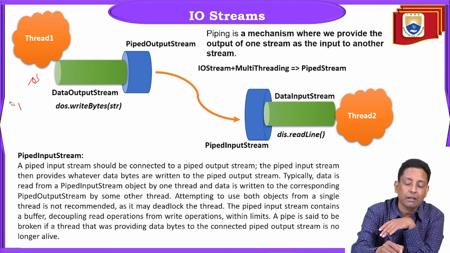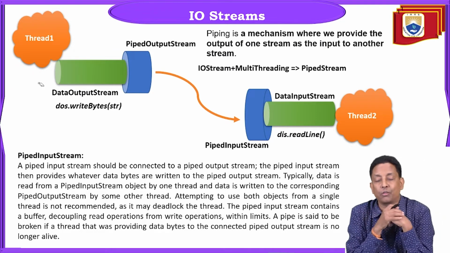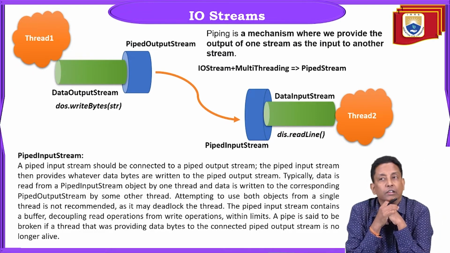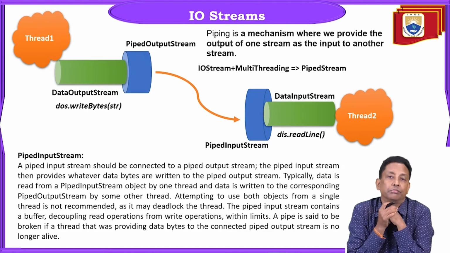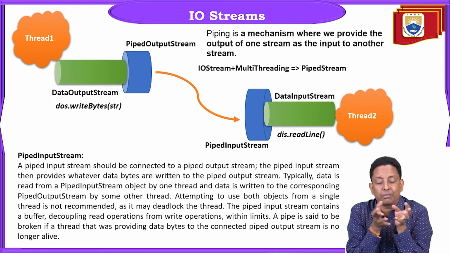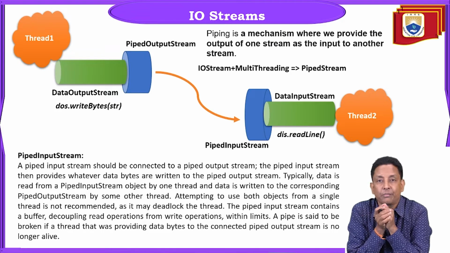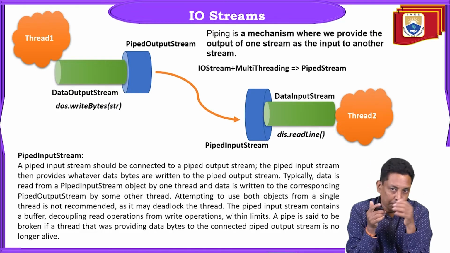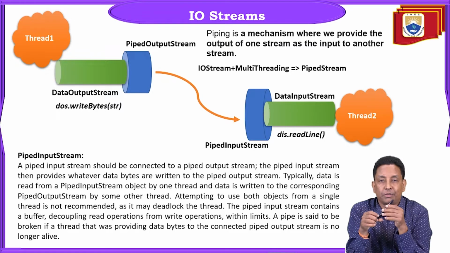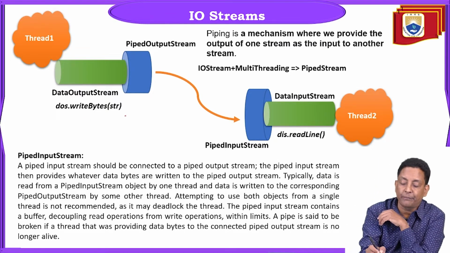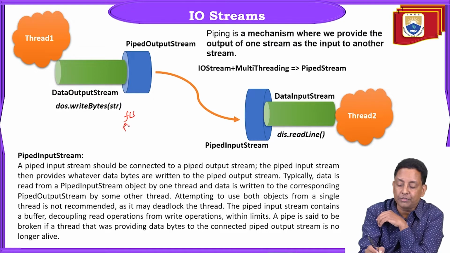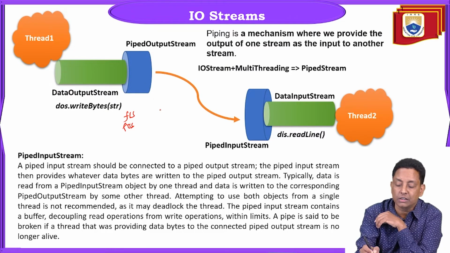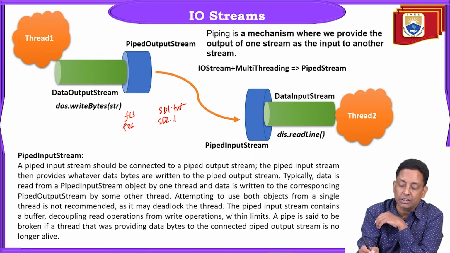So coming to the piped input stream and the piped output stream. What is the use of these two? And how is this piped input stream and output stream concept different from the previous file input stream and file output stream concepts? For example, if you open one file input stream and one file output stream on two files, with file input stream reading student details 1.txt and with file output stream we want to write to student details 2.txt.